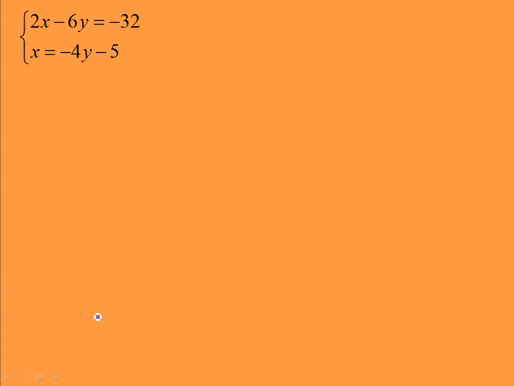Okay, so step one is to get one of the variables by itself. This is problem number one or similar to it. And so you can see that x is already by itself. So step one is already done. Let's not make it any harder than it needs to be. So we have step one, x equals negative 4y minus 5.